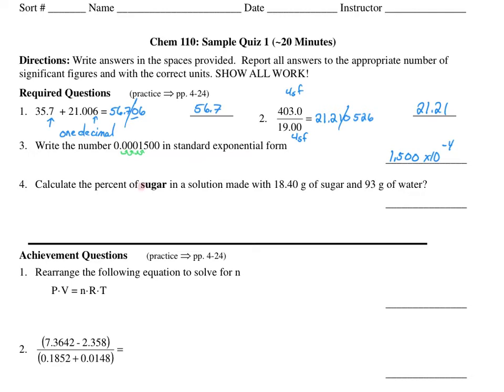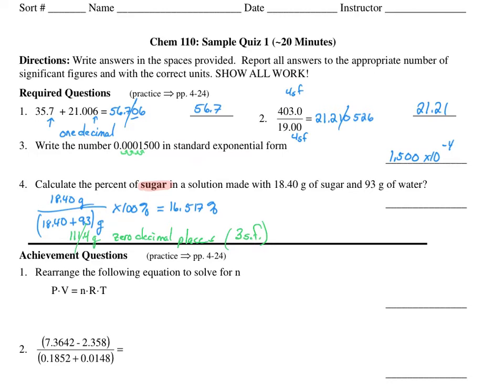Looking to question 4, we want percent sugar in the solution. 16.517% is our calculator answer. So now we want to look at our sig figs. So the denominator sums to 111.4. We note we have 0 decimal places. Meaning we have to stop at the ones place, and that results in 3 sig figs.